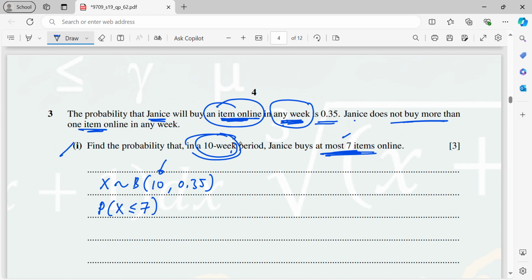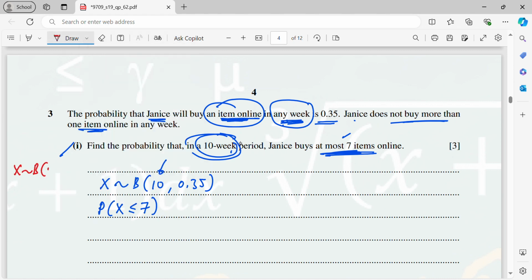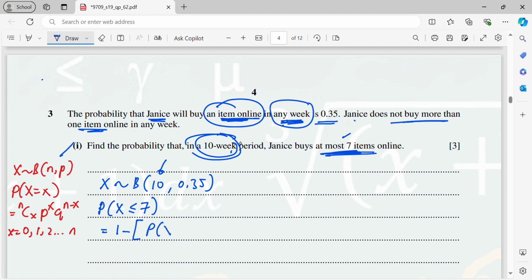So X is binomially distributed with n and p. The probability of X equal to lowercase x is nCx, p to the x, q to the n minus x, where x starts from 0 until n. For less than or equal to 7, it would be from 0 to 7, but that is a lot of calculations. So I will use the complement rule, that is 1 minus the rest, which means 8 until 10.